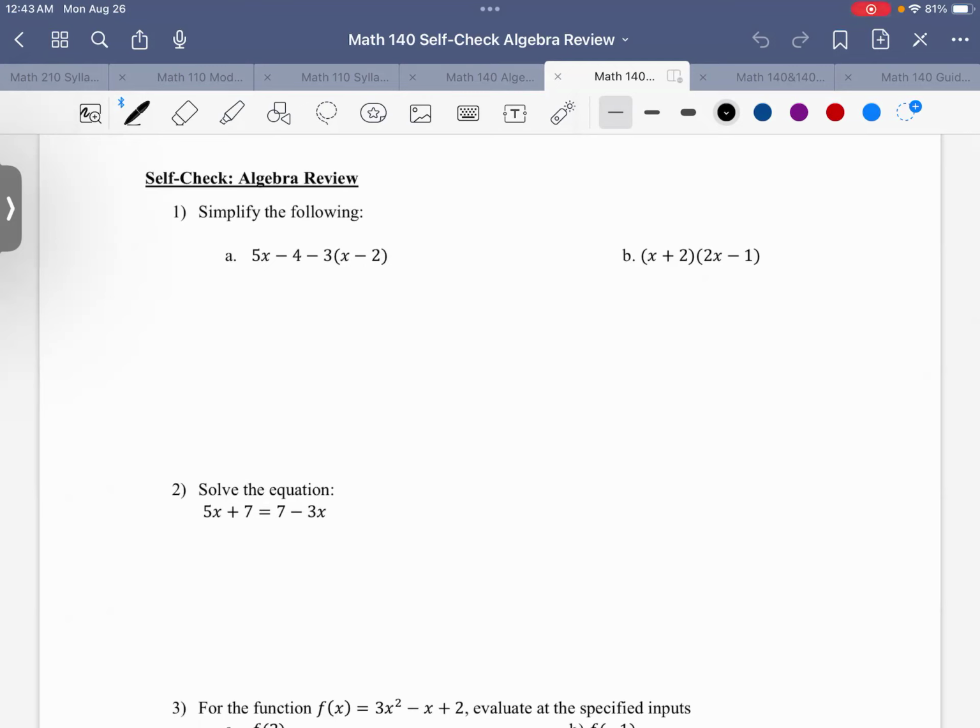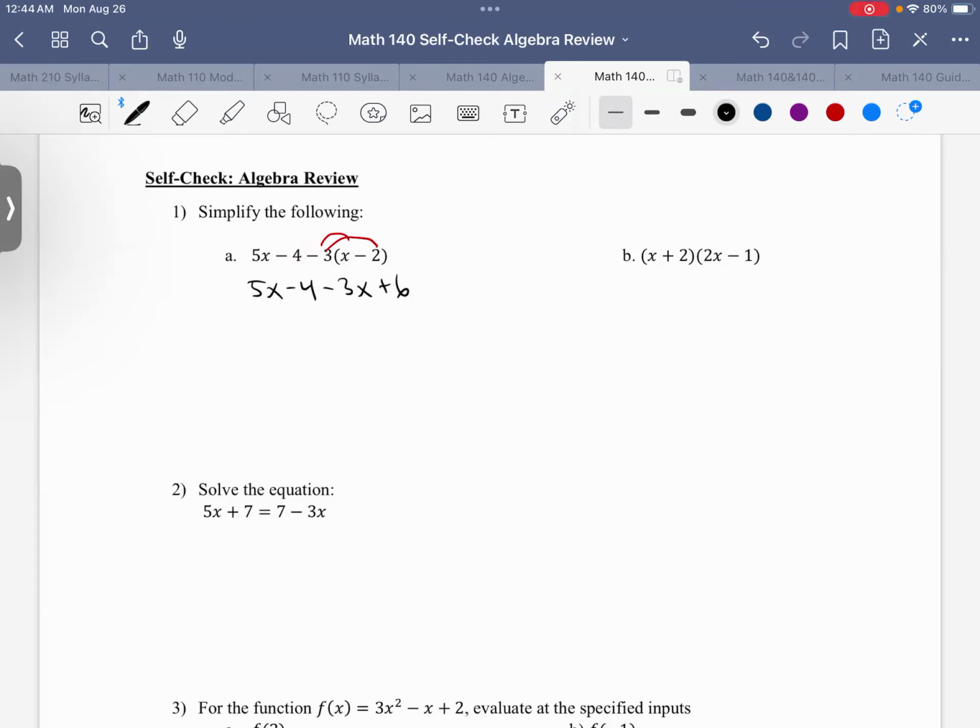5x minus 4 minus 3 times x minus 2. We want to simplify it, right? So first thing I got to do is distribute in this negative 3. Don't forget about the negative, right? It's a negative 3, so I gotta remember to bring that along. And so what I'm left with is 5x minus 4 minus 3x plus 6. Negative 3 times negative 2 is positive 6.